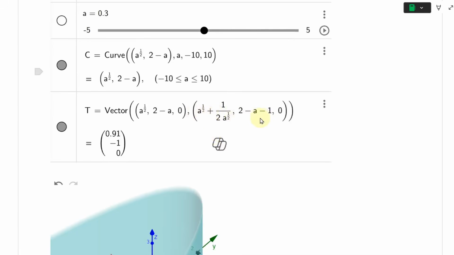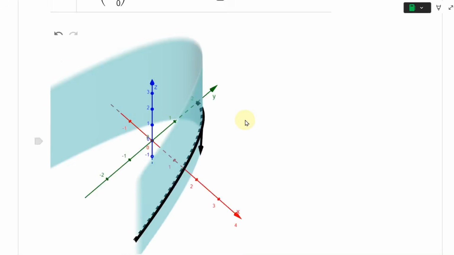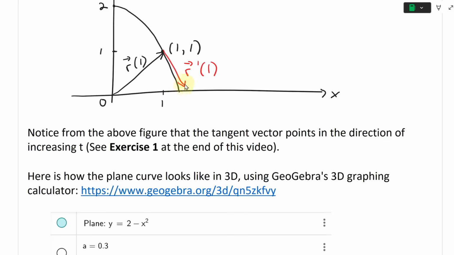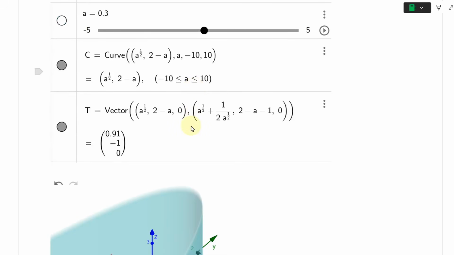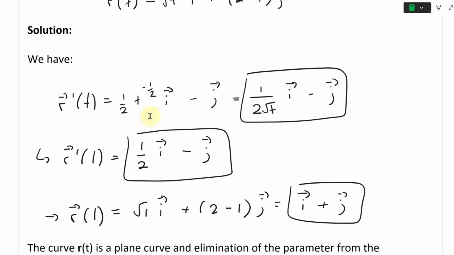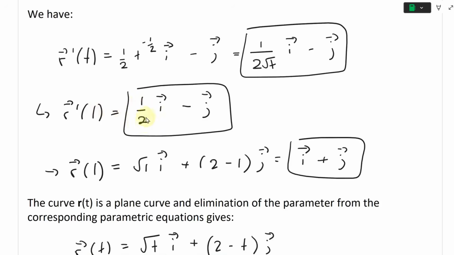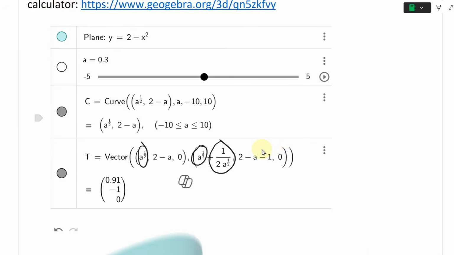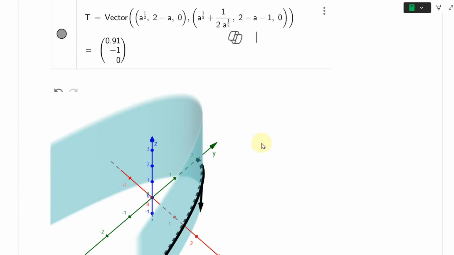And then the second part here is the end point. Well, the end point, I wanted it at the tip of the vector right here. So what I have to do is add this r vector plus the r prime vector, and that's what we have here. So I have a to the 1/2, and then plus 1 divided by 2 square root a, that's the r prime vector, and then minus 1. So I would go 2 minus a, and then minus 1. I'm adding those as the ending vector, and then you can get that there.